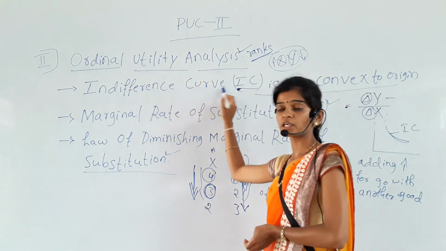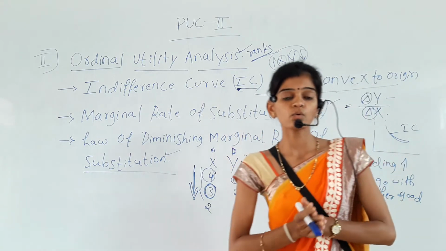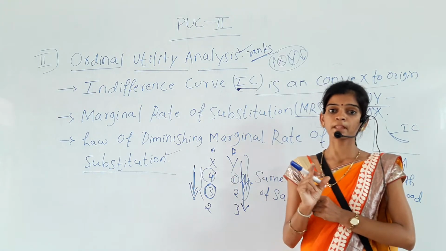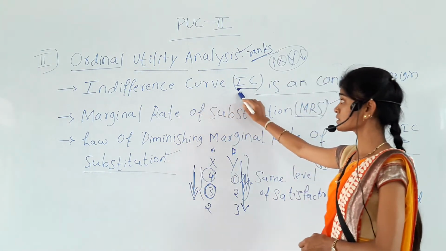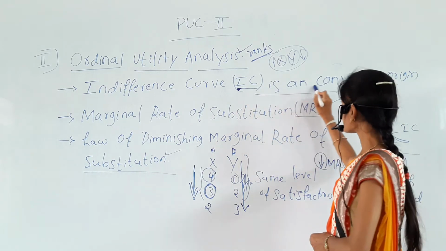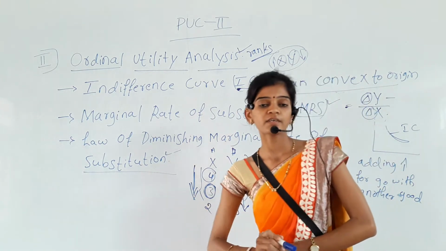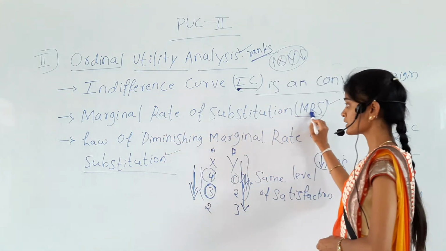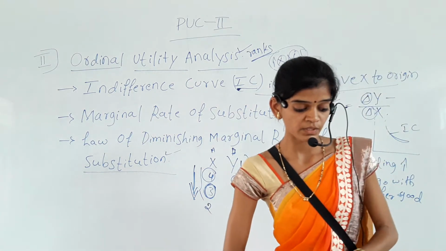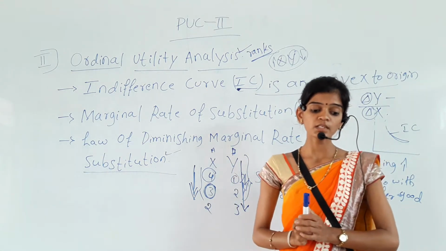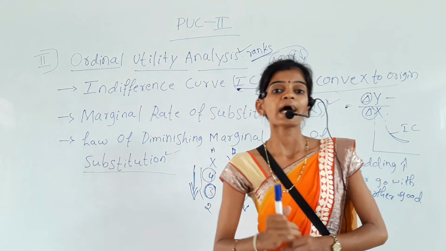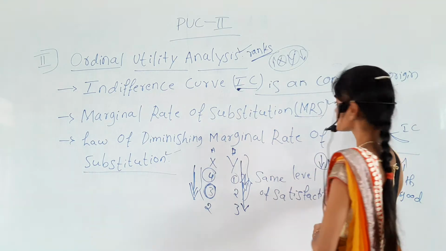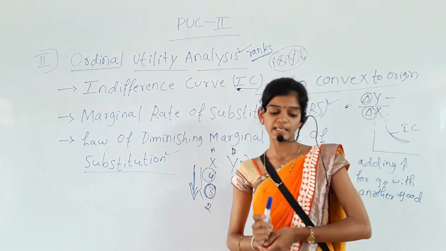Next, the indifference curve. An indifference curve means different goods, different commodities, that satisfy the consumer equally. That is called the indifference curve or IC. The IC is convex to the origin. Marginal rate of substitution states that the consumer is willing to forgo one commodity for getting another extra commodity. That is called the MRS. The formula is the change in y divided by the change in x.